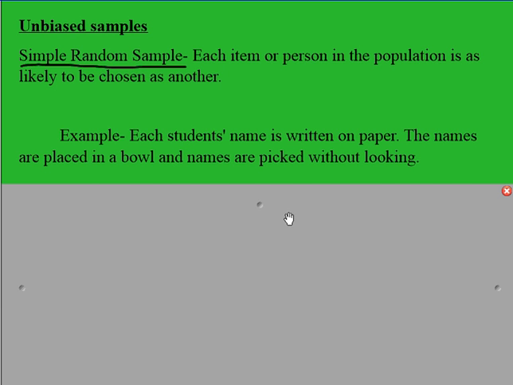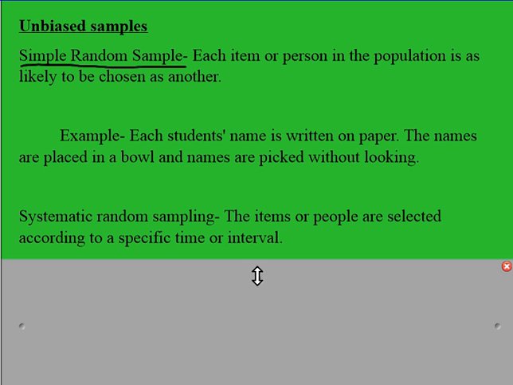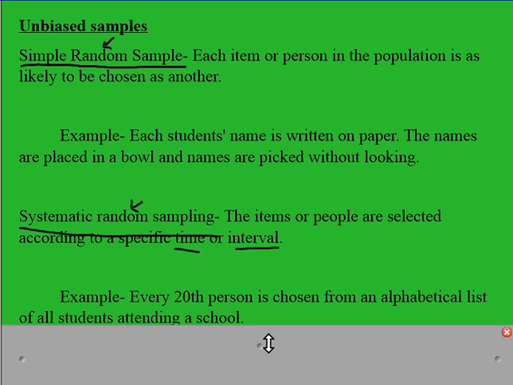Another unbiased method, a method that gives us valid results, would be something called systematic random sampling. Notice in both of these methods, the word random is key. In order for a sampling method to be valid, to give you accurate information, it has to be random. So in systematic random sampling, the items or people are selected according to a specific time or interval. So what on earth does that mean?